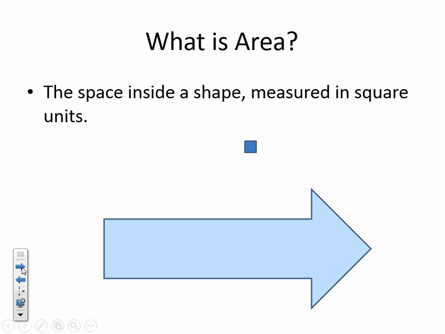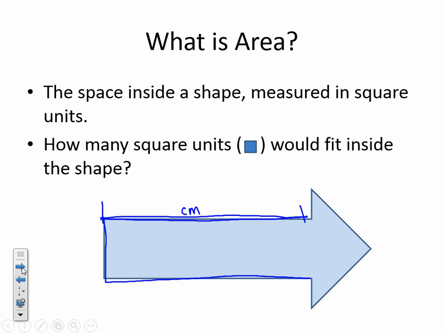So on this idea of area, we're talking about the space inside of a shape. So it's measured in square units. Perimeter is around the outside of a shape. Like if I was going to put fence all the way around this arrow like this, we'd measure in how many inches it is from here to here, or how many centimeters it is from here to here. But when we're talking about area now, we're talking about filling in a shape with little tiny squares. So how many square units would fit inside this arrow shaped shape here? So how many square units are going to fit inside?